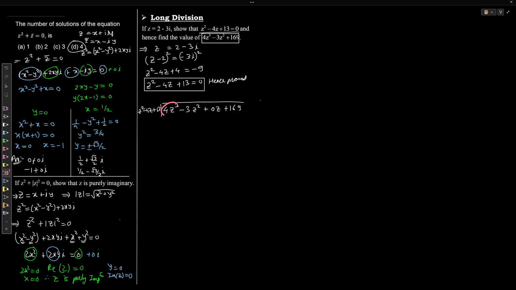First of all, we need to get 4z cube. What will we multiply by z square? Yes, multiply 4z with the polynomial. So we'll get 4z cube minus 16z square and 52z. Change the sign. Your 4z cube will be cancelled out. Plus 16z square minus 3z square, 13z square.